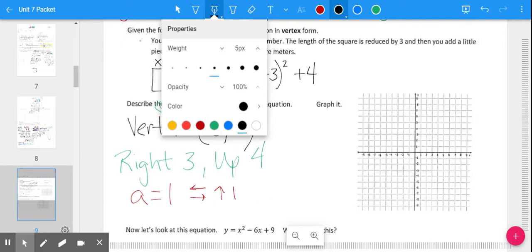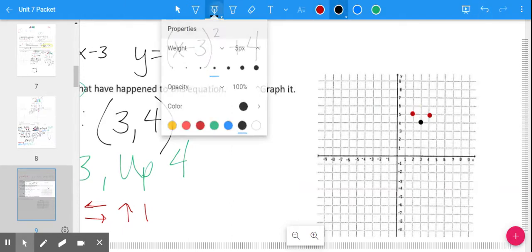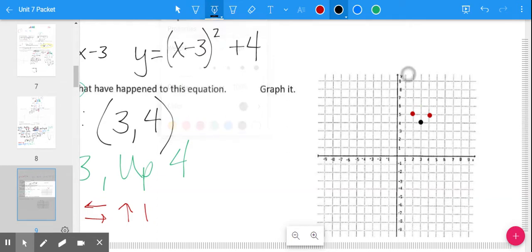So at this point, we're going to our graph. We know we have a vertex of (3, 4), and then our a value is 1. So we go 1 to the right of the vertex and up 1, and left 1 of the vertex and up 1 to represent that a value. So now we can draw our parabola.